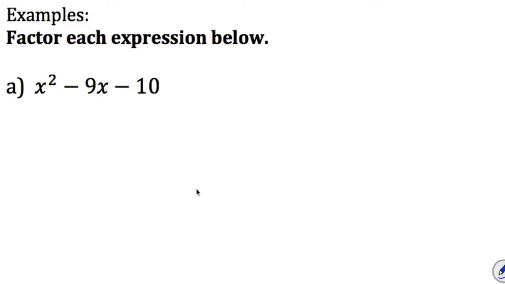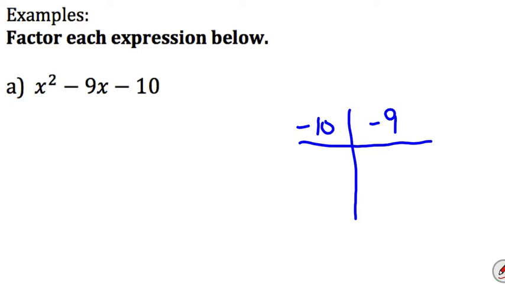First up, negative 10. So I'm going to put my negative 10 over here. Remember, we don't want to get these mixed up, okay? We're looking for numbers that will multiply to give us the last number and add to give us the middle number. Okay, because we can find two numbers that multiply to give us 9 and add to give us 10, but we don't want to get these backwards. So multiply to give us negative 10 and add to give us negative 9.